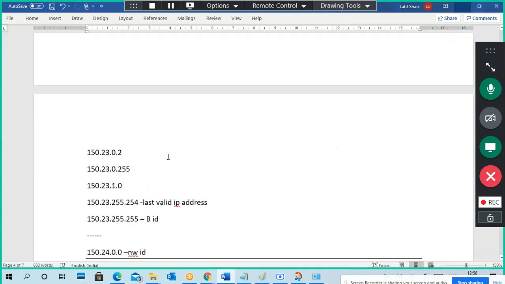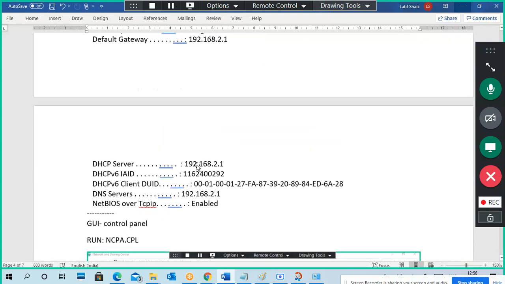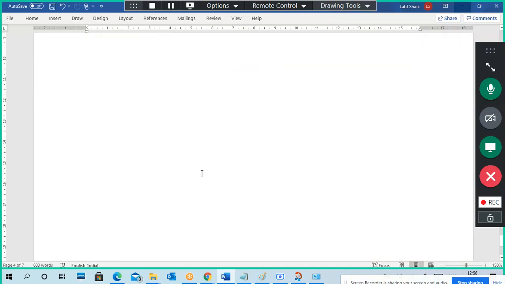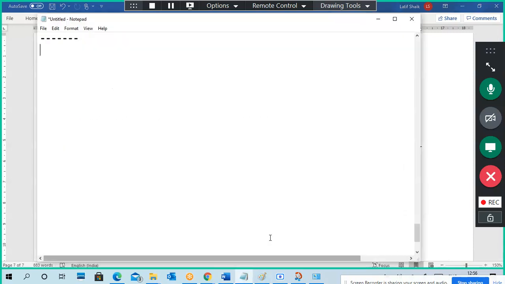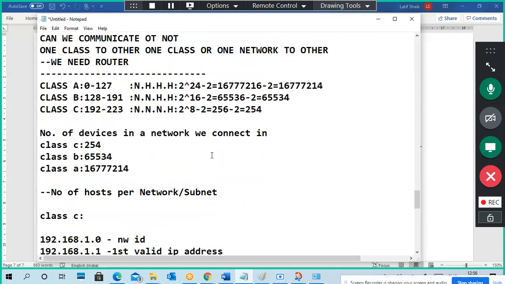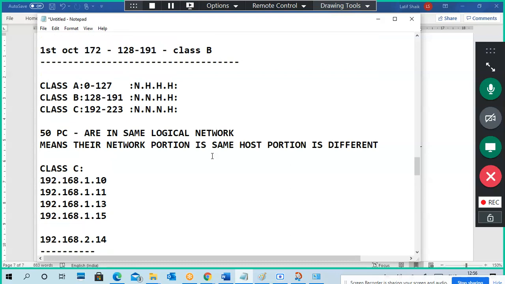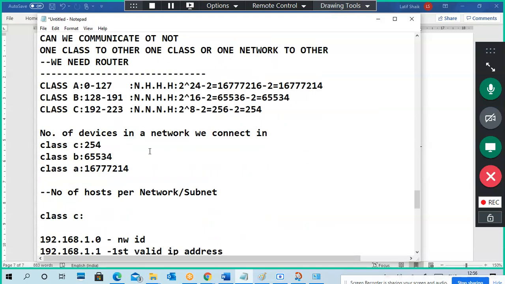Yesterday we discussed, at the last, the subnet mask. I will tell the subnet mask again just like yesterday. Okay, so we'll see that one again. Where did I discuss it? All of it is in your notes only. If you want, I will share the notepad also.